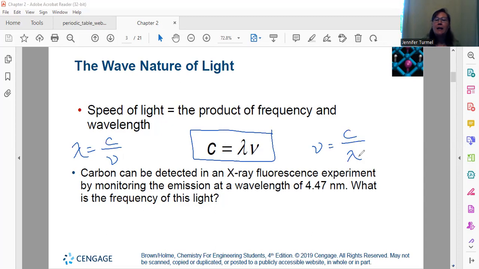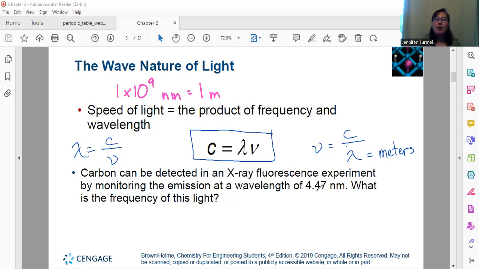Okay. And in this, remember that your lambda has to be in meters. So that's one of the big things that we're going to be working with. And then as a little review there, remember that there are 1 times 10 to the 9th nanometers in 1 meter. And we're going to use that a lot because a lot of light, especially visible light, is always referred to in terms of nanometers.